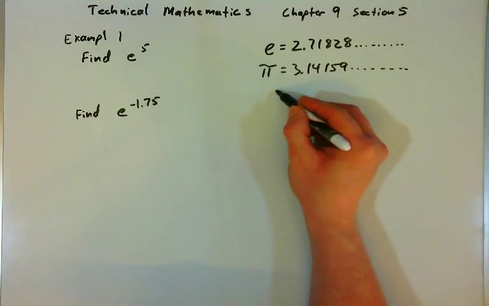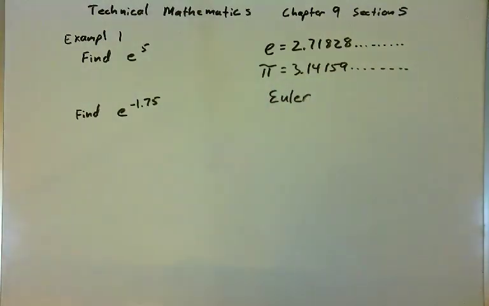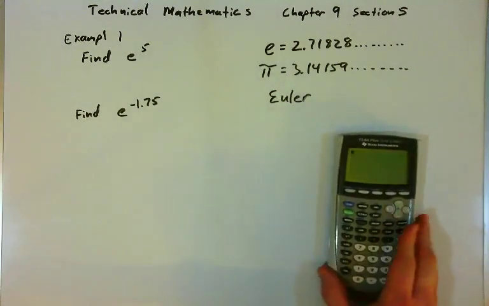We use the letter E. The constant is named after a mathematician named Euler, and so we use E in honor of him. And so your calculator probably has an E button on it. I'm certain that it does.